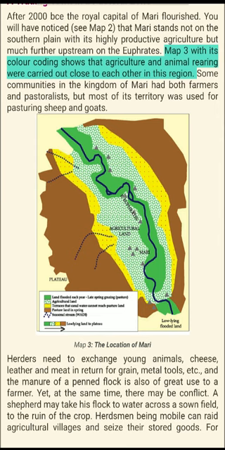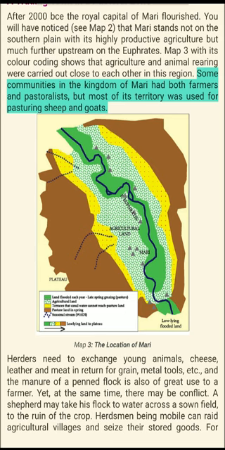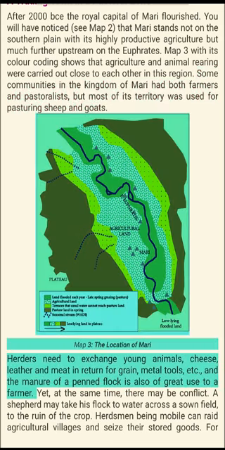You will have noticed, see Map 2, that Mari stands not on the southern plain with its highly productive agriculture, but much further upstream on the Euphrates. Map 3, with its color coding, shows that agriculture and animal rearing were carried out close to each other in this region. Some communities in the kingdom of Mari had both farmers and pastoralists, but most of its territory was used for pasturing sheep and goats.